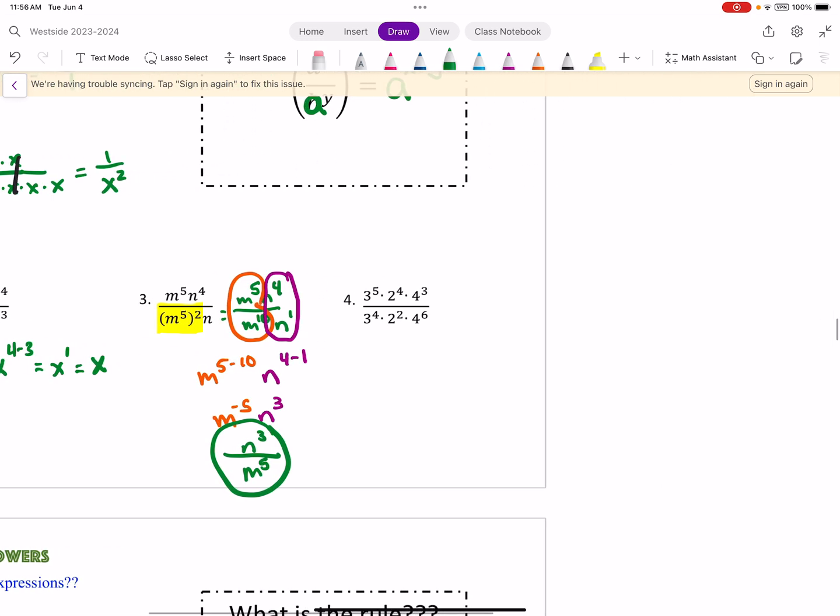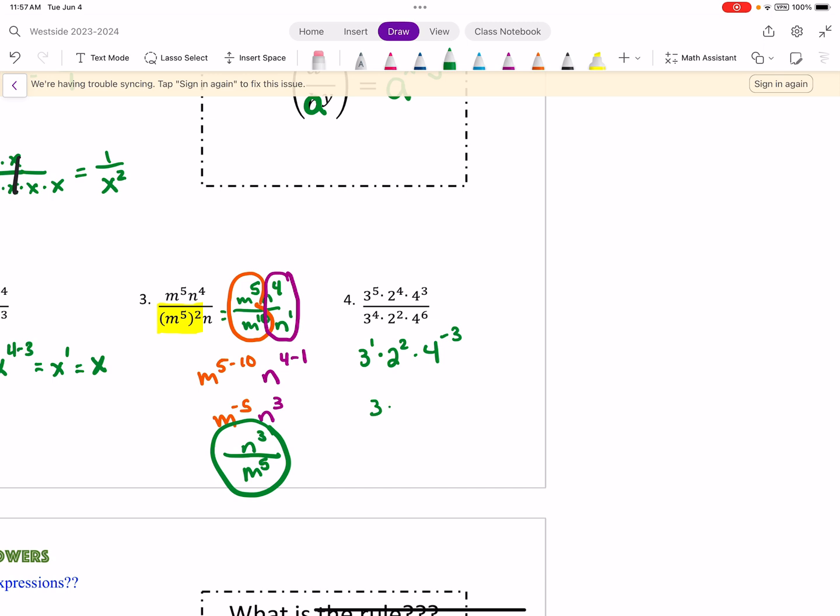Number 4 is a nice one, lots of things here. So the 3's are going to go together, the 2's and the 4's. So if I go ahead, this would become 3 to the 5 minus 4, which is 1. This is going to become times 2 to the 4 minus 2, which is 2. And then times 4 to the 3 minus 6, which is negative 3. So the same thing happens there. We don't like having that negative exponent, so we're going to go ahead and simplify that.